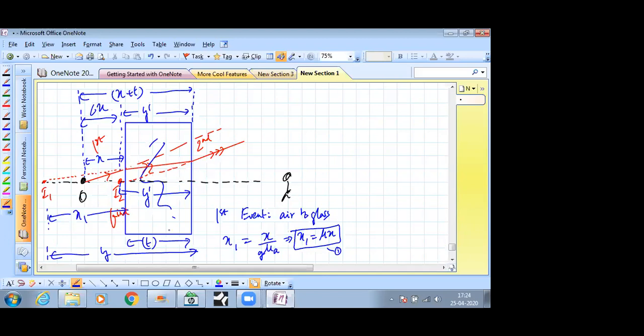So remember, x is not the distance of O from I2. X is the distance of O from the first surface over here, this one. Whereas this y prime is not the thickness of the slab, it's where I2 is located with respect to this surface. If you magnify this diagram a little more, you'll understand that difference.